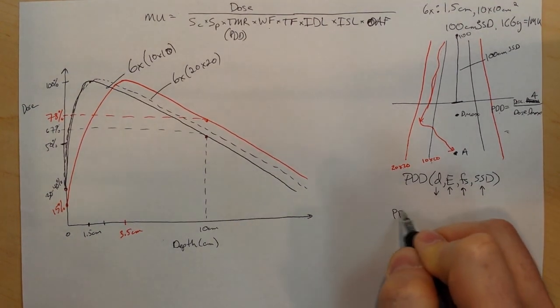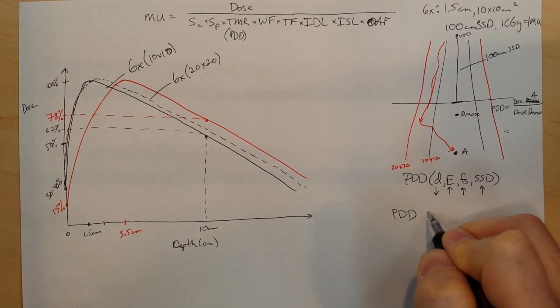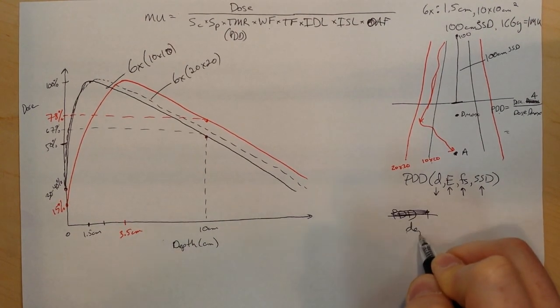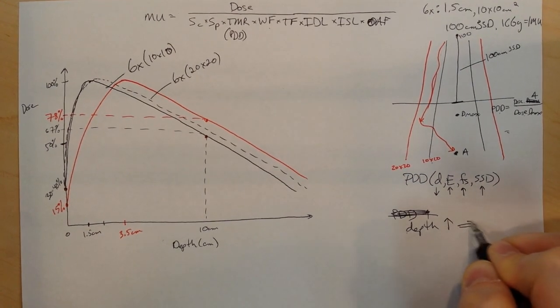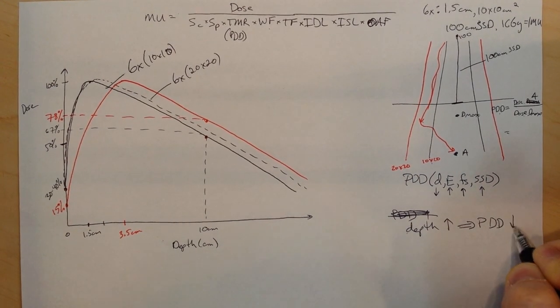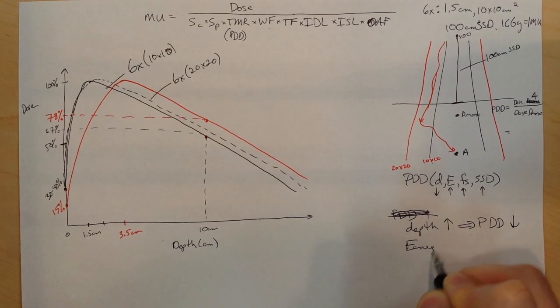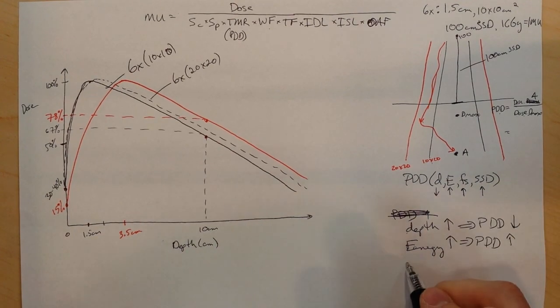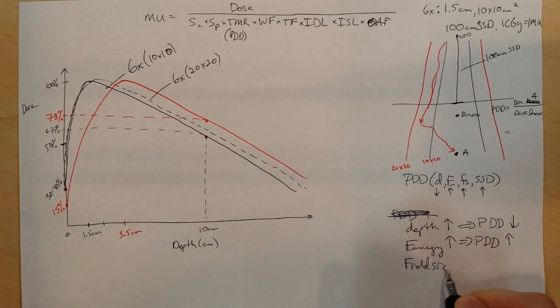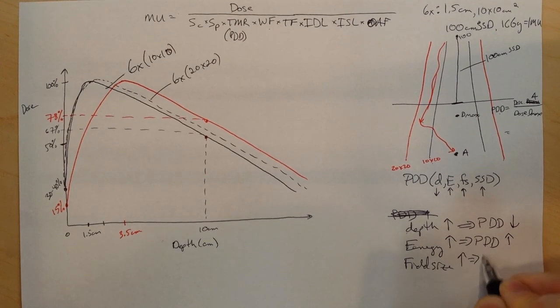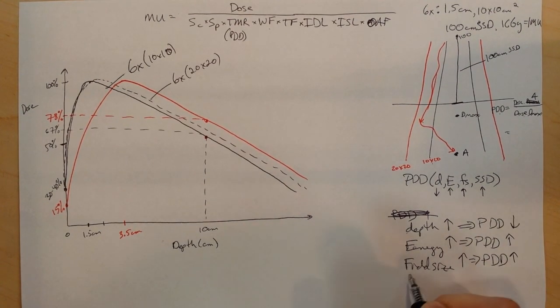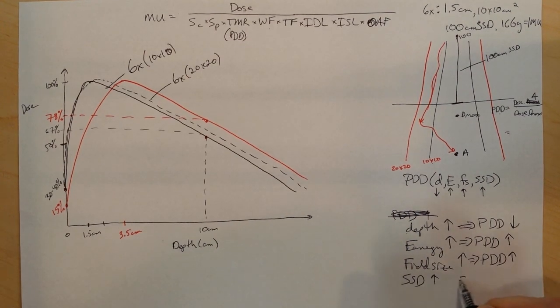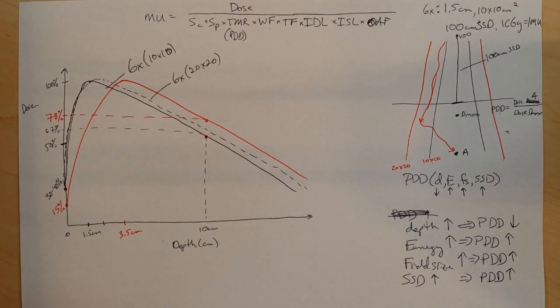So what's percent depth dose dependent on? As depth increases, PDD goes down. As energy increases, PDD increases. As field size increases, PDD increases. As SSD increases, PDD goes up. Okay, so that's percent depth dose and what it's dependent on.